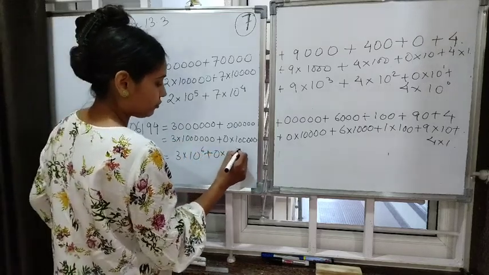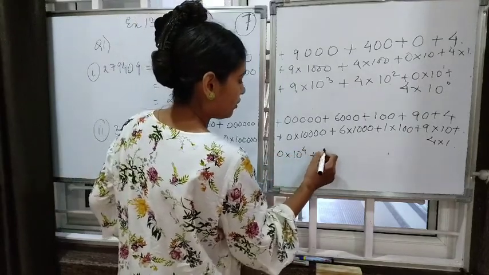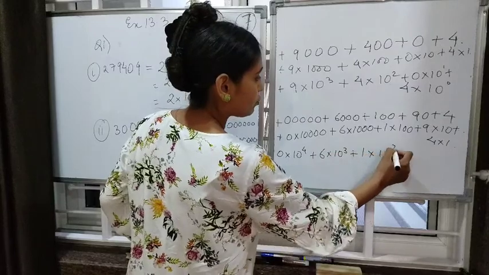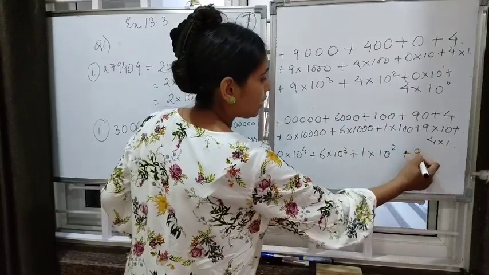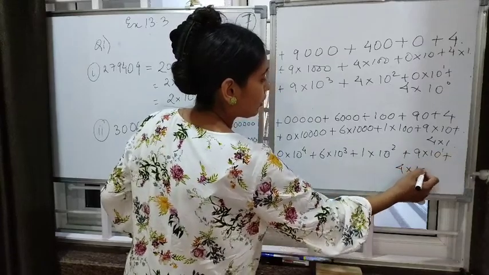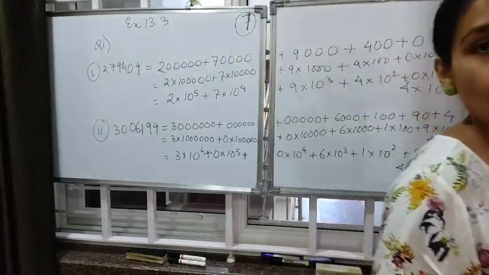0 into 10 raised to 5. 0 into 10 raised to 4. 6 into 10 raised to 3. 1 into 10 raised to 2. 9 into 10 raised to 1. 4 into 10 raised to 0. And this completes your question number 1.